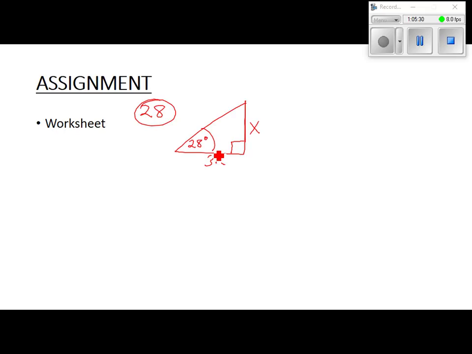Now I'm going to label this triangle accordingly. What's that side going to be labeled? Opposite. That's the opposite leg. What's this side going to be labeled? Hypotenuse. What's this side going to be labeled? Adjacent.